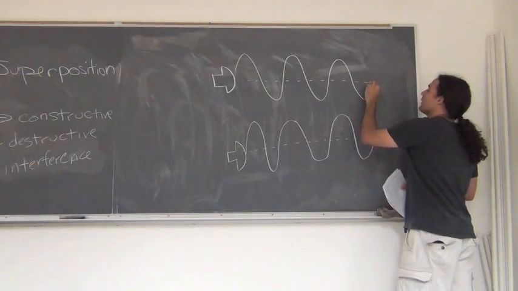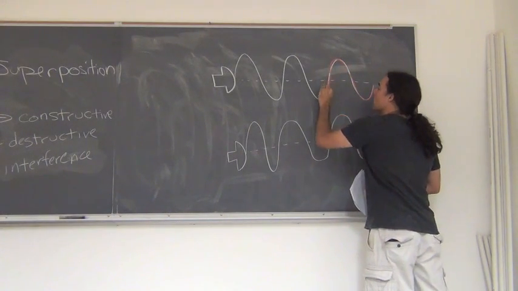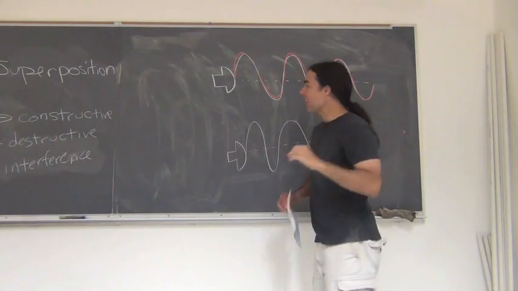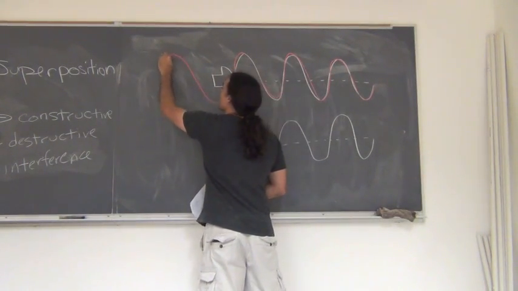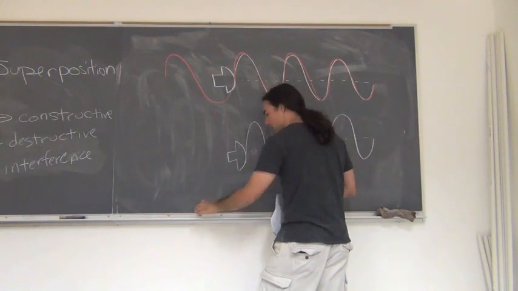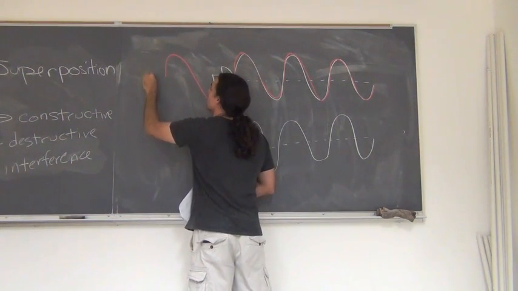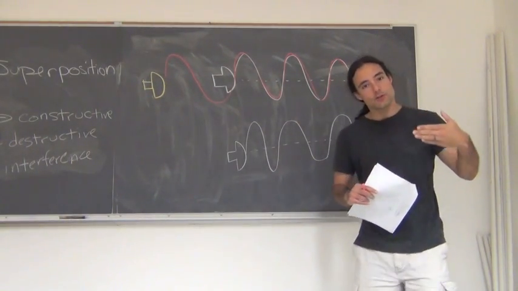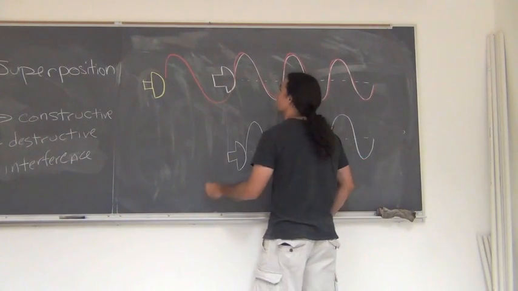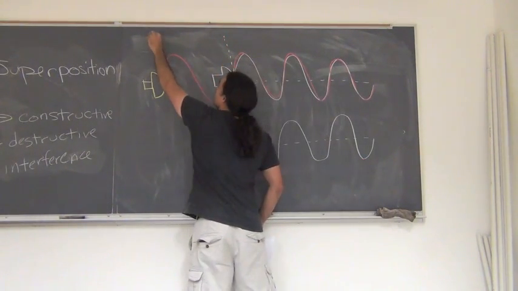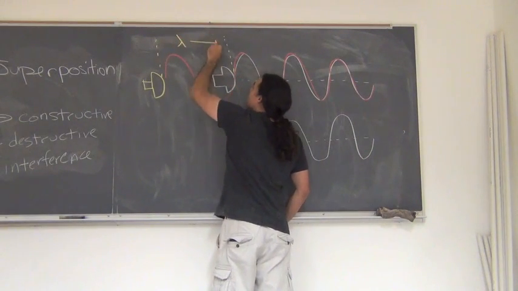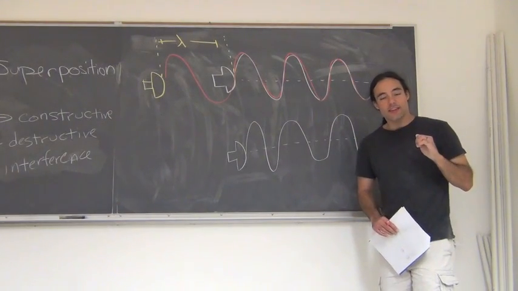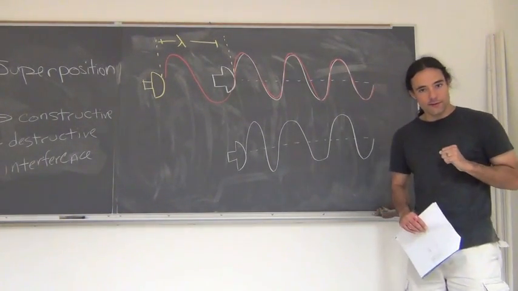Let's consider a second wave. The second wave matches up exactly with the first wave, but the second wave comes from a speaker that's a little bit behind the first speaker. The two speakers are displaced by a certain distance. In this case, I've drawn it as one whole wavelength. I'll call that lambda. If that's the case, then what we get is called constructive interference.